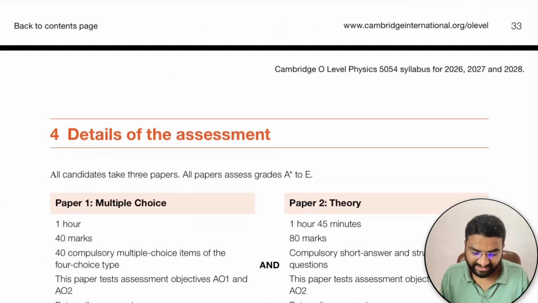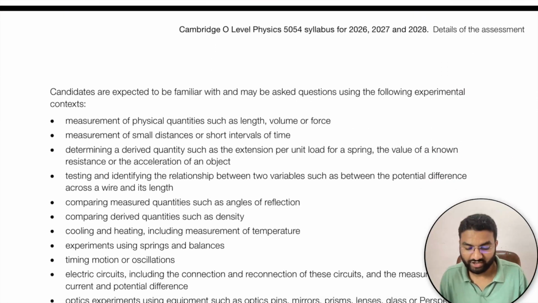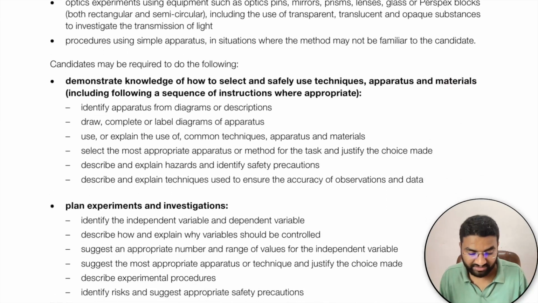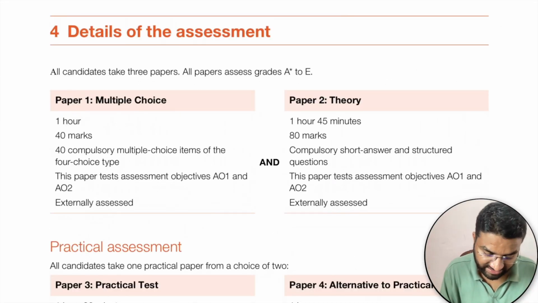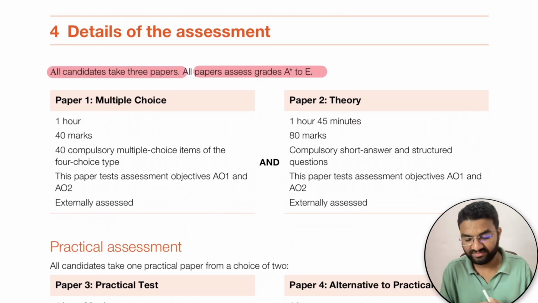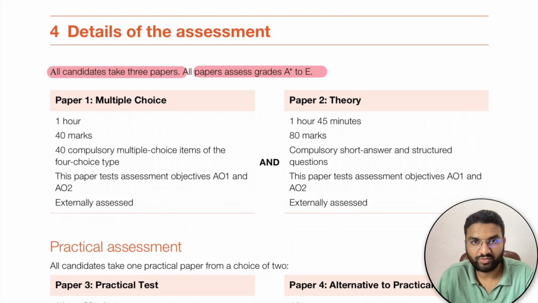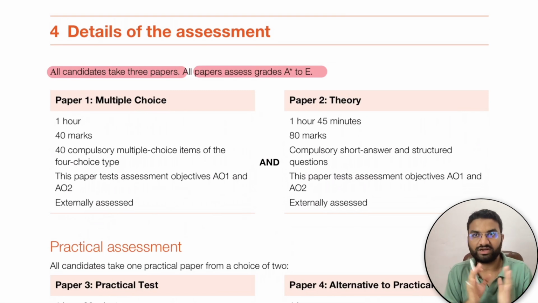That's it. I hope you understood all the topics relating to O level physics. Just understand that all candidates take three papers, and all three papers assess grades from A star to E. A star is the maximum and E is the lowest. That's it. I hope you got the basic idea.